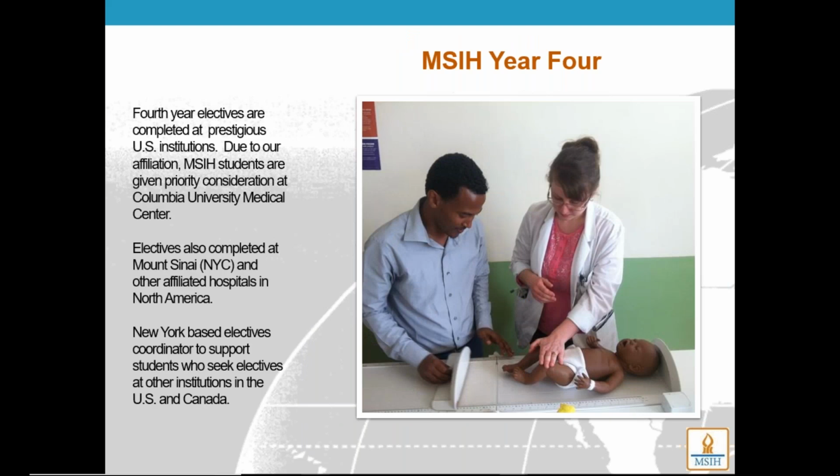In year 4, students come primarily to New York City, where they take electives at Columbia University Medical Center and its affiliates. We also have affiliations with Mount Sinai and Hofstra, where students can do electives in the US. In addition, we have a full-time New York-based electives coordinator who helps students who want to do electives elsewhere. Most of our students will do probably 2 rotations at Columbia, and then some maybe at Sinai or Hofstra or other, like I said, other hospitals all over the United States and Canada.